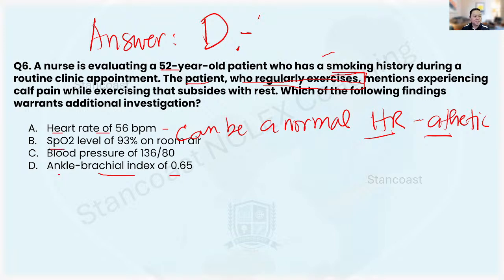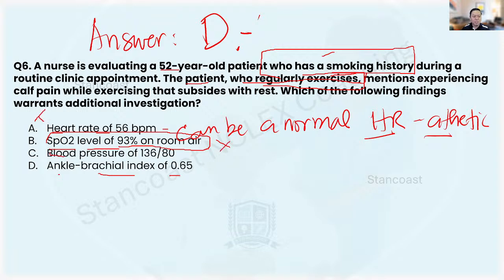What about letter B? Saturation level of 93 on room air. And our patient has a smoking history. So we are actually thinking about a patient that may have COPD. And so a saturation level of 93% on room air can be normal for these people, right? And this is common. So we are not going to select letter B. We are eliminating that, eliminating letter A as well.